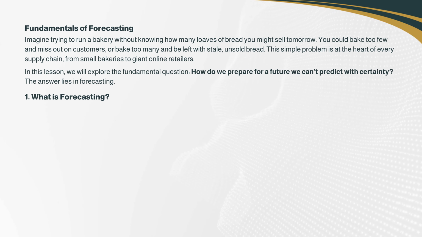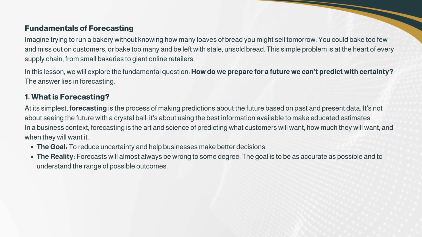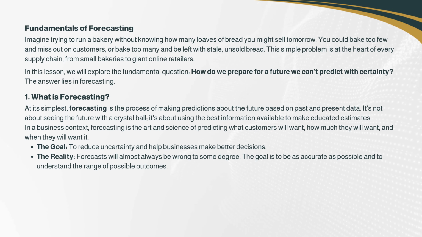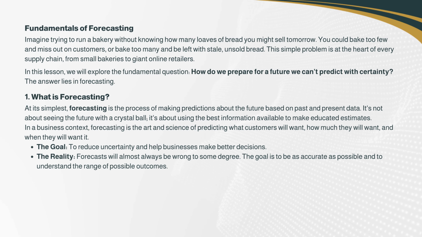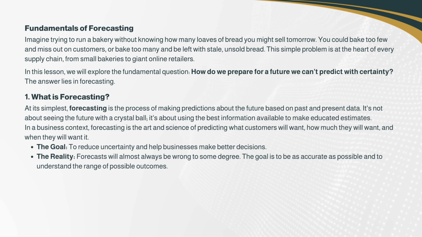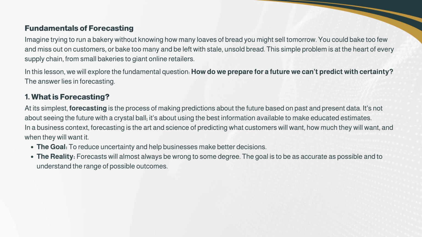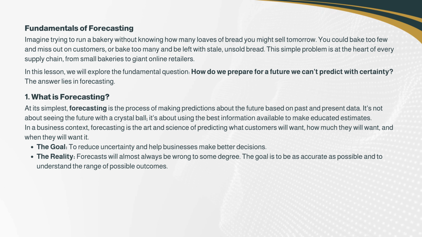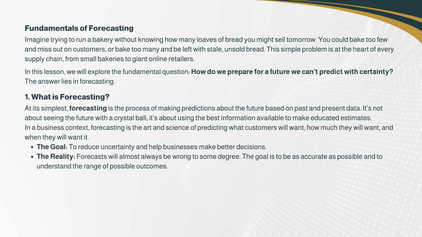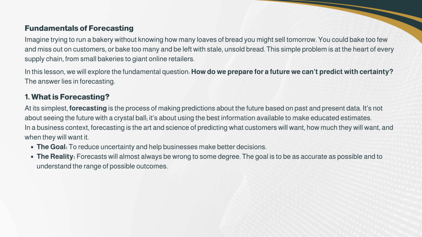1. What is forecasting? At its simplest, forecasting is the process of making predictions about the future based on past and present data. It's not about seeing the future with a crystal ball, it's about using the best information available to make educated estimates. In a business context, forecasting is the art and science of predicting what customers will want, how much they will want, and when they will want it. The goal? To reduce uncertainty and help businesses make better decisions. The reality? Forecasts will almost always be wrong to some degree. The goal is to be as accurate as possible and to understand the range of possible outcomes.